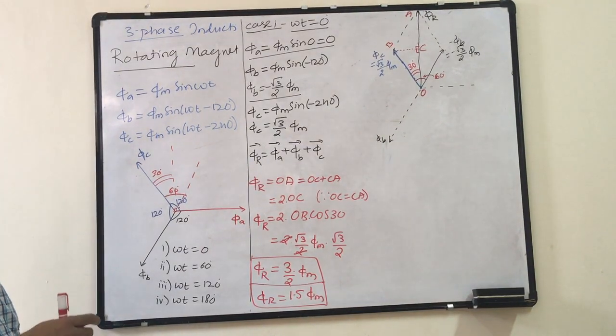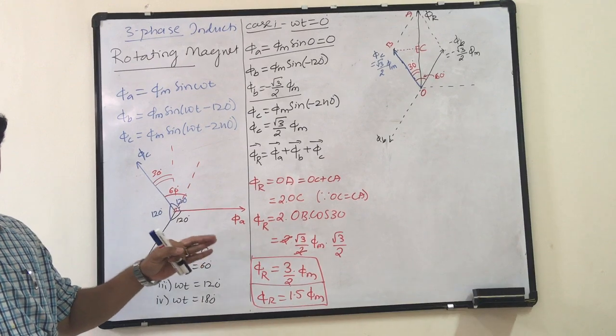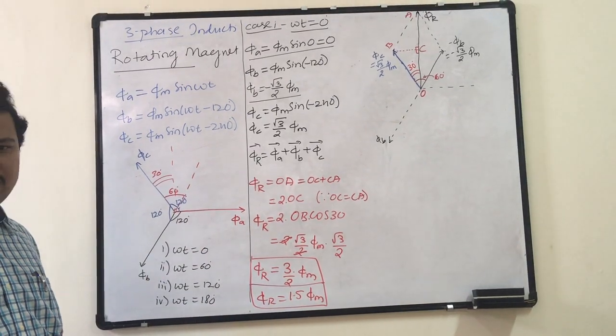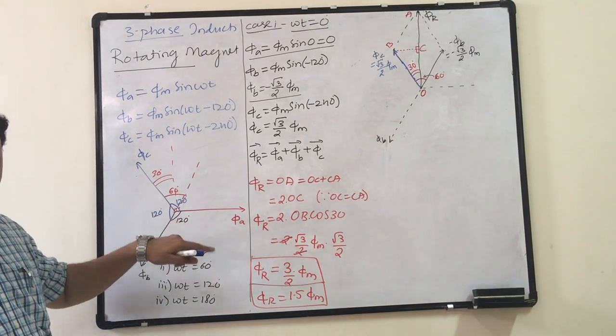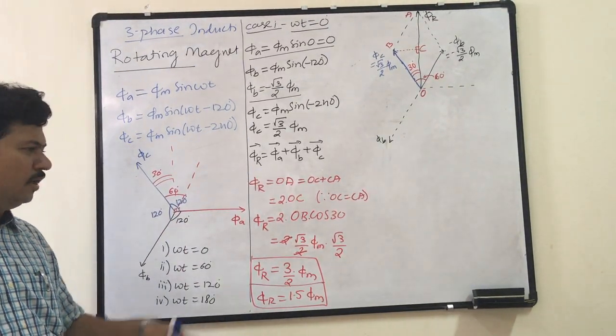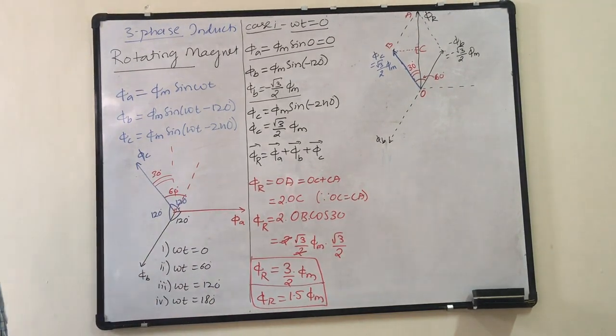Now what happens at various values of omega t? I have considered omega t equal to 60 in intervals of 60 degrees. Why only intervals of 60 degrees? I will tell at the end. Even if you take intervals of 30 degrees, it is fine. If you take omega t equal to 0, 1 degree, 2 degree, up to 360, that is also fine.